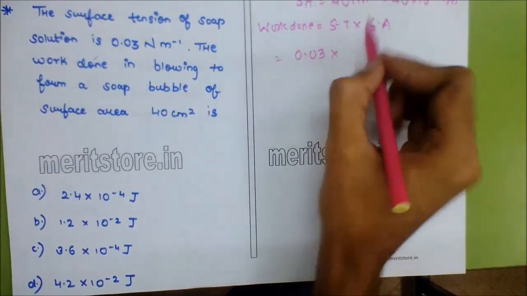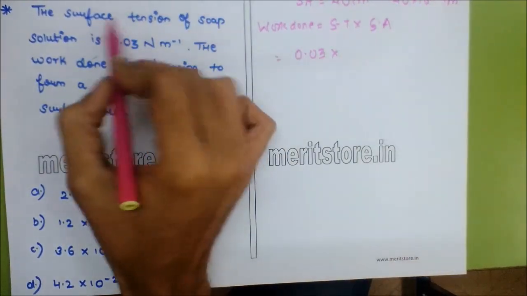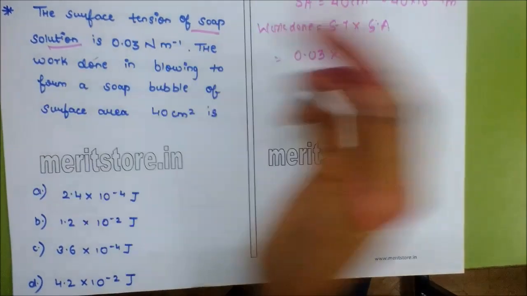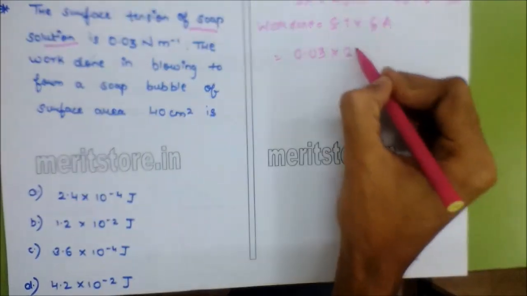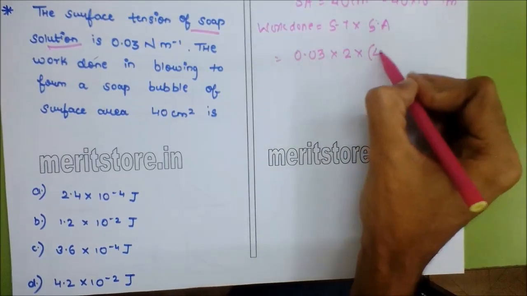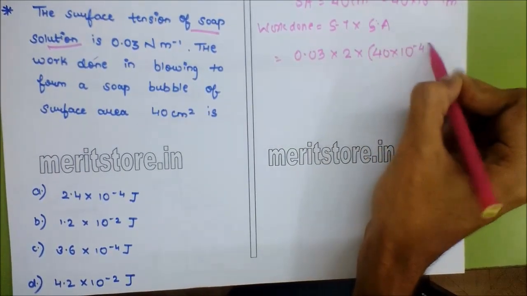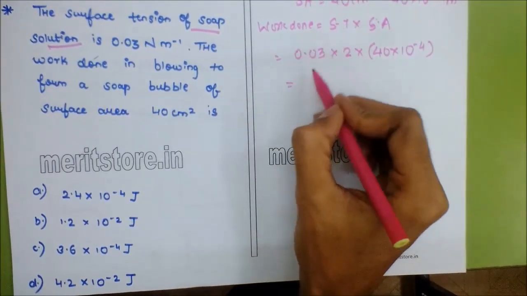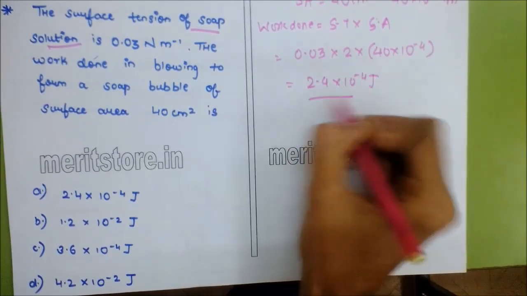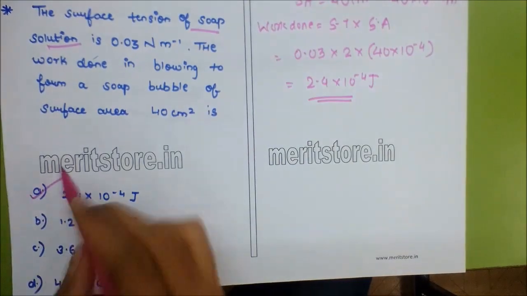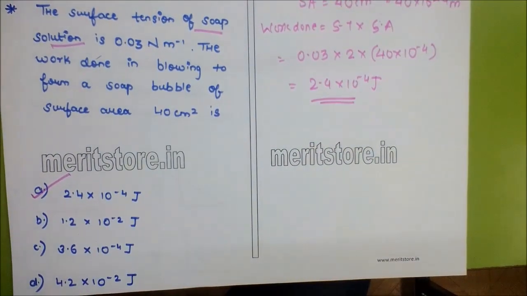Change in the surface area: because it's a soap bubble, it has two surfaces, so it has got two sides. So we will be multiplying the surface area twice, by 40 into 10 raised to minus 4. So that gives you 2.4 into 10 raised to minus 4 joules. So the correct option is A, 2.4 into 10 raised to minus 4 joules.